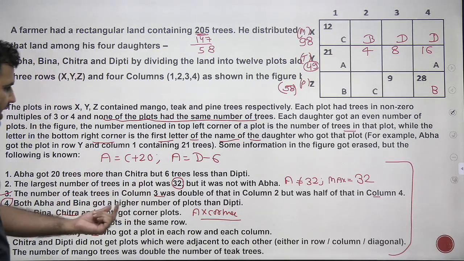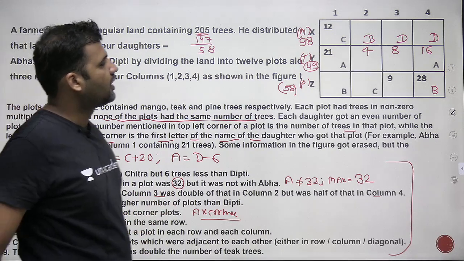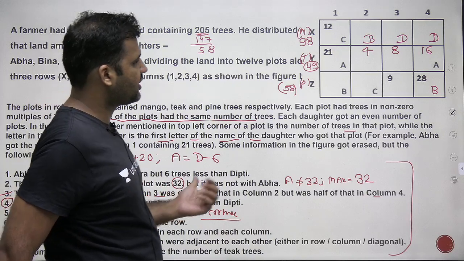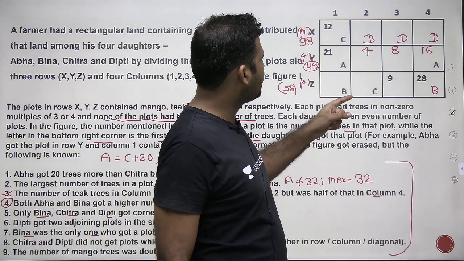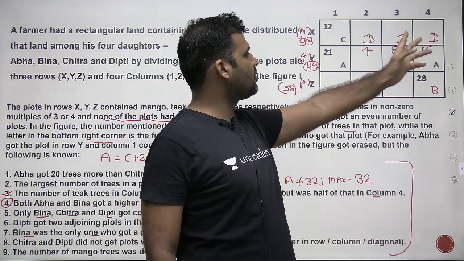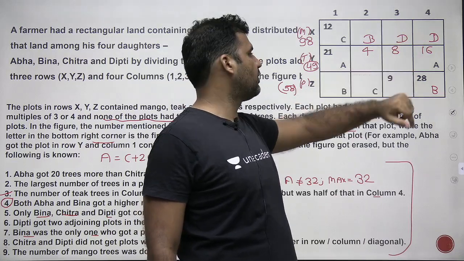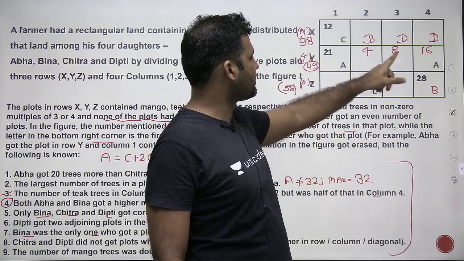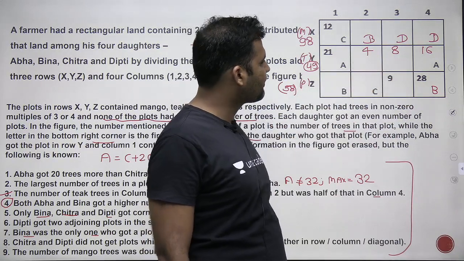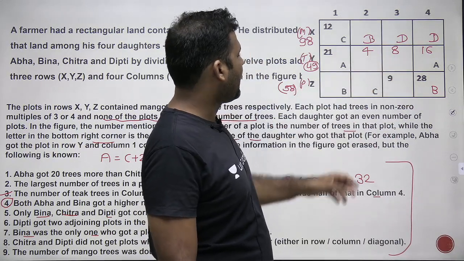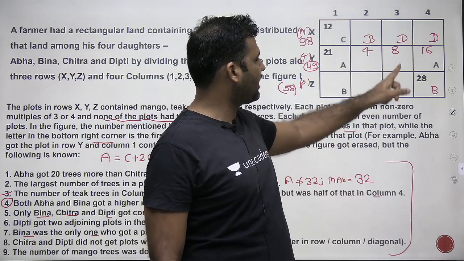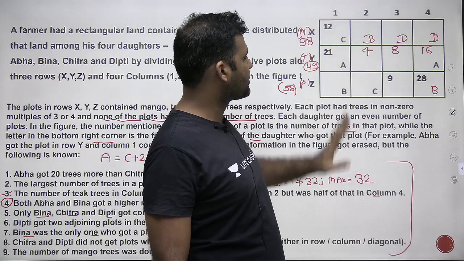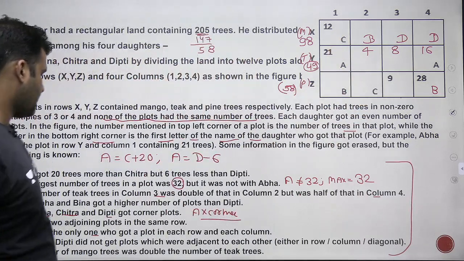Both Abha and Bina got a higher number of plots than Dipti. So Abha must be getting more plots than Dipti, and we know that Dipti has got these two plots. So Abha must be coming at any of these three regions. One of these three regions will definitely belong to Abha. And B will definitely be coming at any of these two places. Now C has got two plots till now.